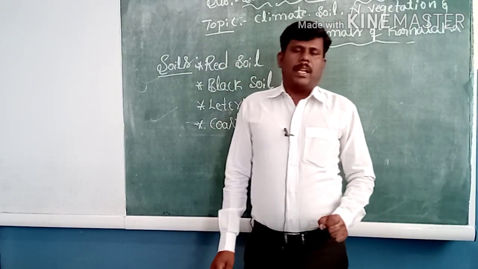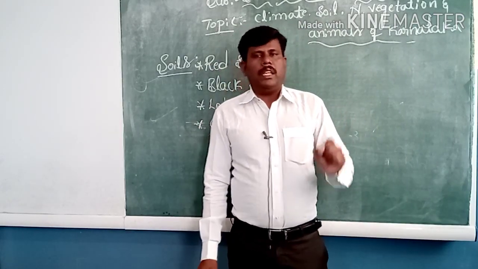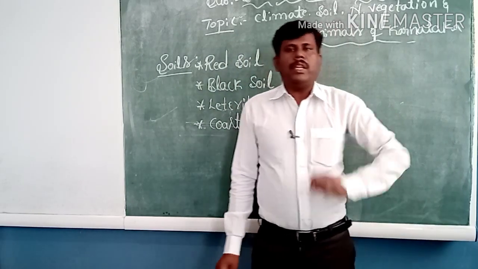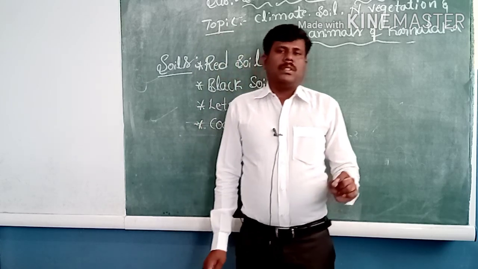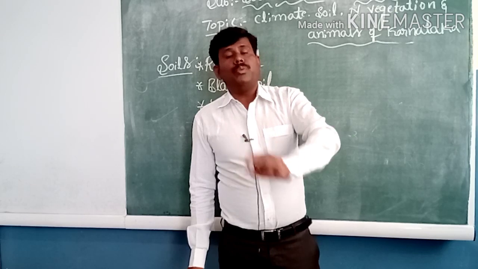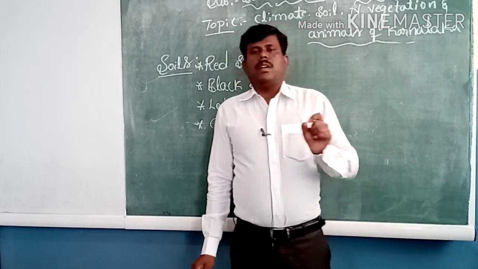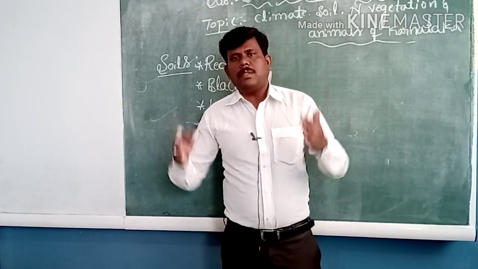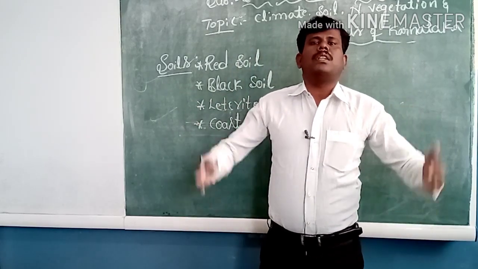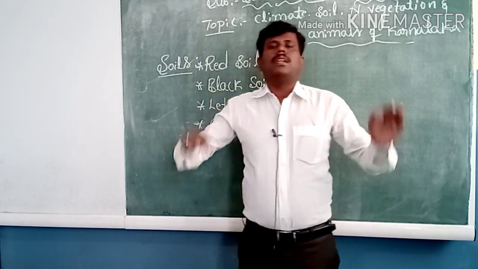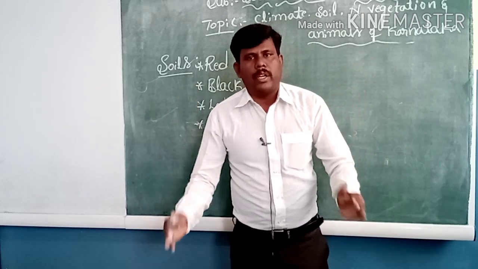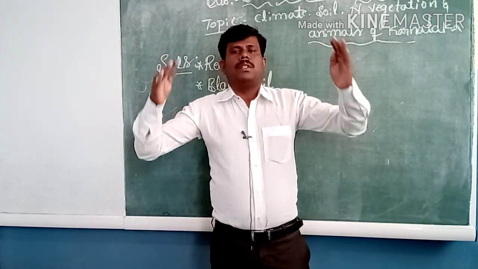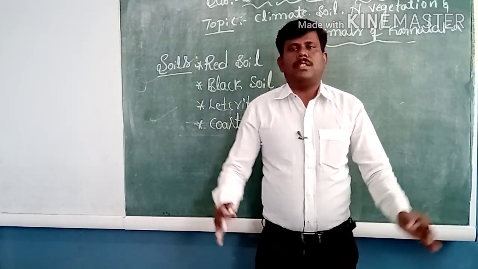Next, black soil. You know, children, black soil is formed by the weathering of basalt rock. This soil has aluminium, magnesium and also iron oxide, so this soil looks black in color. This black soil is also called black cotton soil. This soil is suitable for growing cotton. Next, this black soil has a high amount of humus, so this soil is best for cultivation.